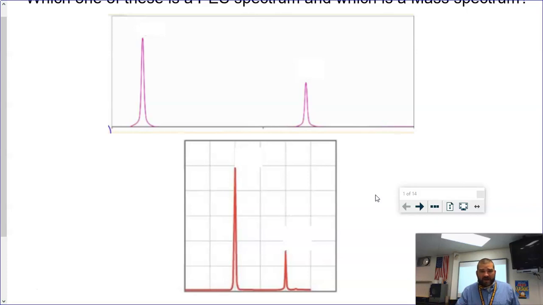Otherwise, you can also look at the labels of the axes, right? In PES, the y-axis is usually called intensity or relative number of electrons, something like that. Okay? The y-axis in mass spec is going to be relative abundance or percentage. So the x-axis on these two graphs, PES usually says binding energy, and again, binding energy is how strongly the nucleus of that atom holds its electrons. For a mass spec, the x-axis would be mass, atomic mass.